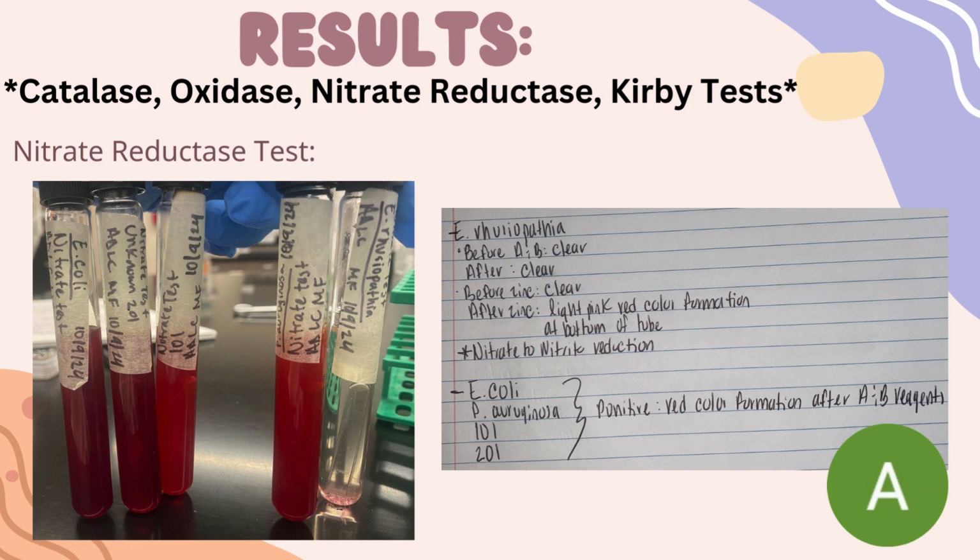On the other hand, E. ruseopathia displayed a negative result as it only showed a small pink color change at the bottom of the tube. This indicates that the addition of zinc was the one responsible for reducing nitrate to nitrite.